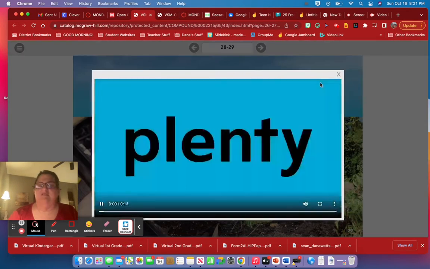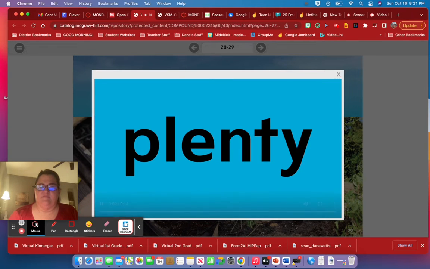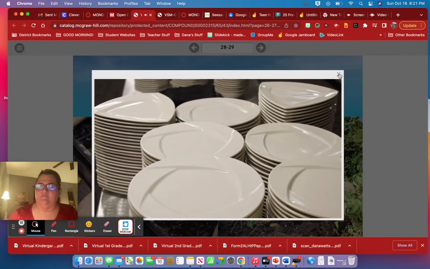And plenty. Plenty. A large amount. We have plenty of plates for the party.